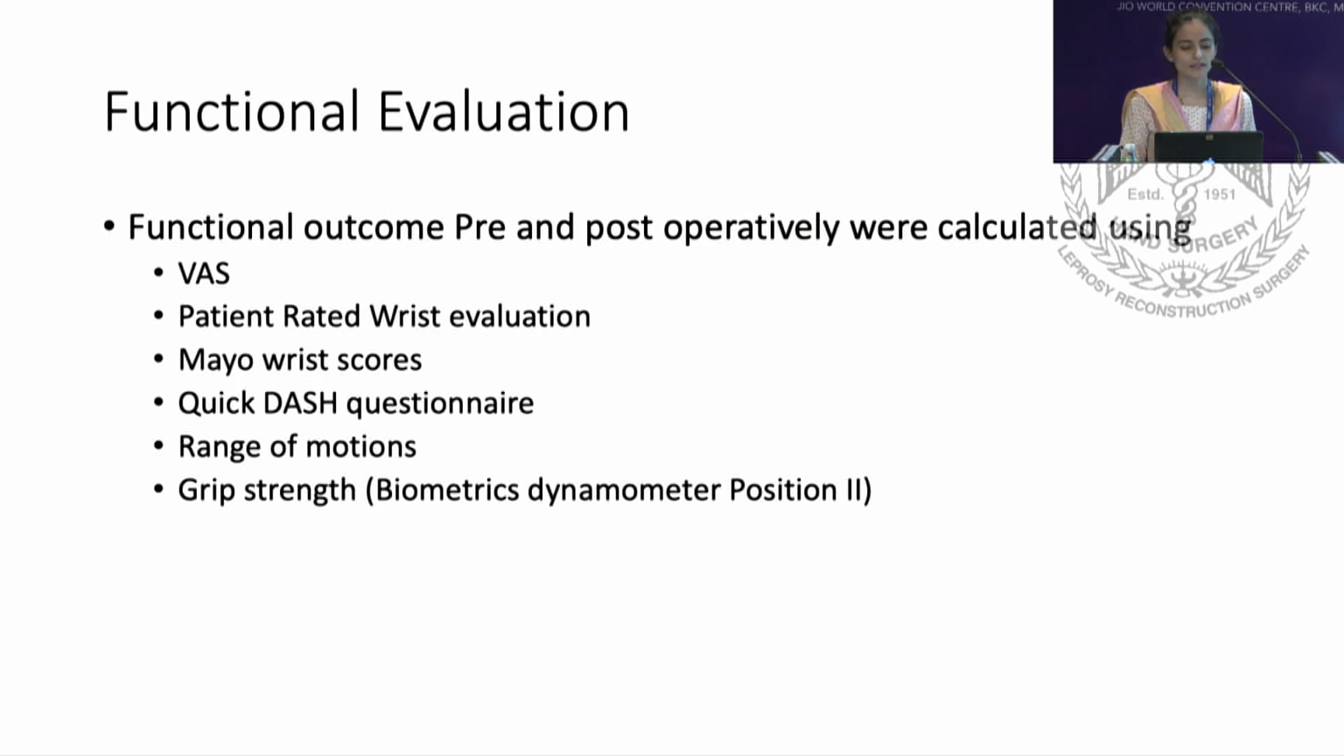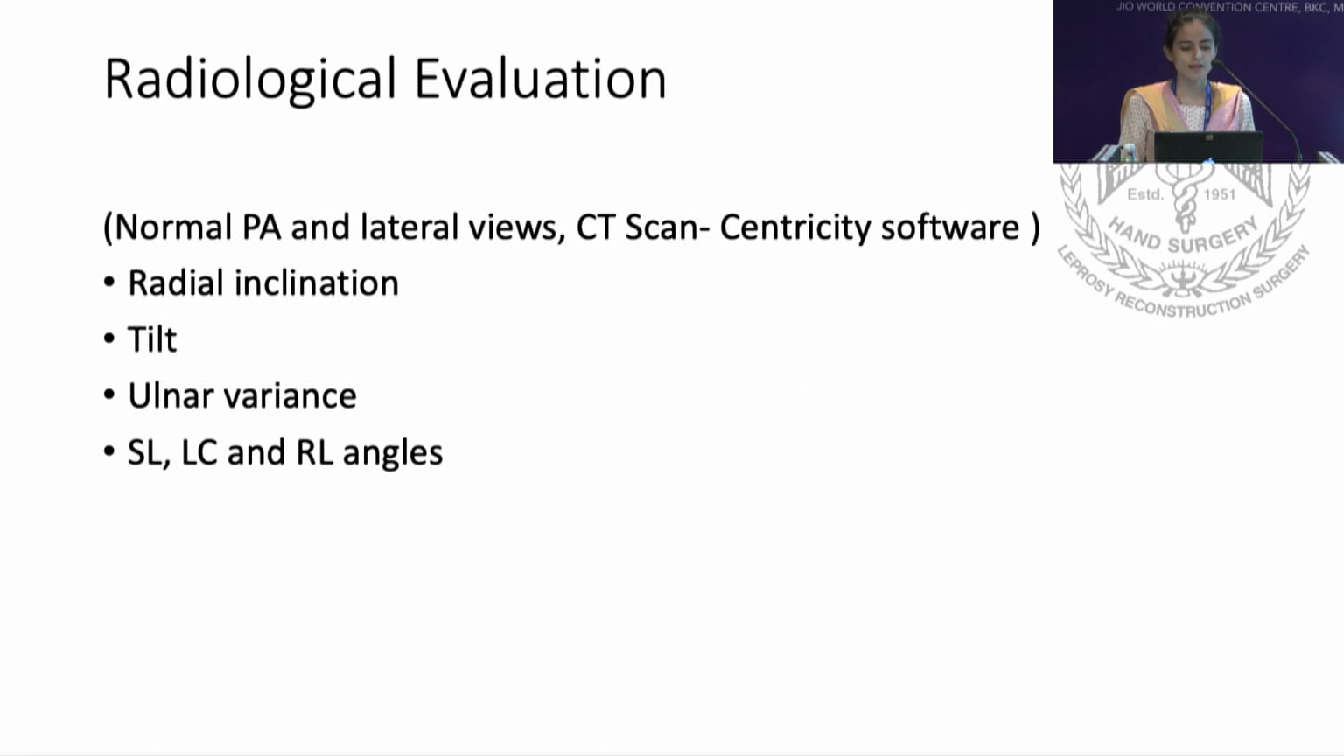So functional evaluation was done pre-operatively and post-operatively using the visual analog scale, the patient-rated wrist evaluation questionnaire, the Mayo risk score, the QuickDASH questionnaire, and the functional analysis was done using the range of motion and grip strength. So the radiological evaluation was done using the radial inclination, the tilt, ulnar variance, the scapholunate, lunocapitate, and the radiolunate angles.